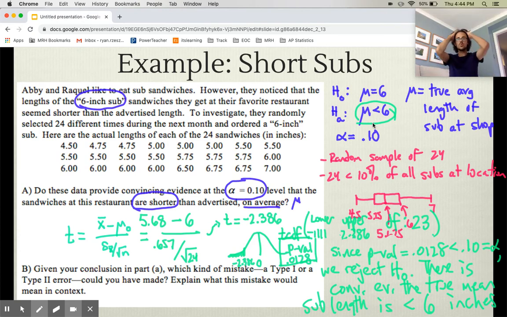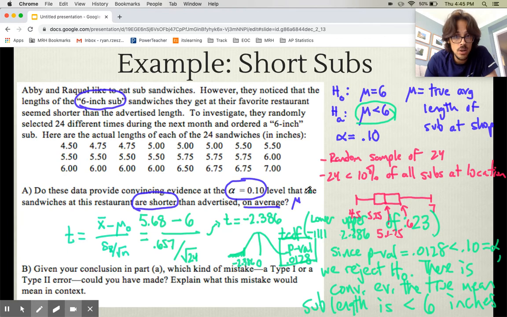Please make sure when you do these problems, I said this last chapter, but in conclusions with mean problems, kids frequently forget to mention the word mean or average. If I don't see average in your answer, you will lose credit for it. You have to talk about average because it's mu we're testing. If you just say there's convincing evidence the subs are less than 6 inches or something like that, that's not true. There are also subs that are greater than 6. It's the mean that's definitely less than 6.